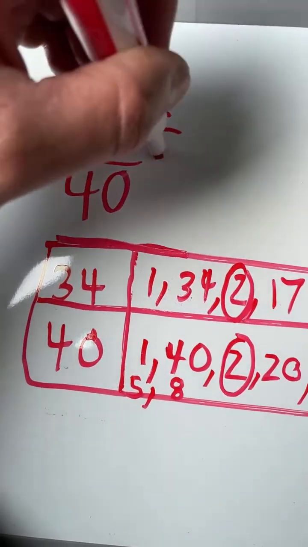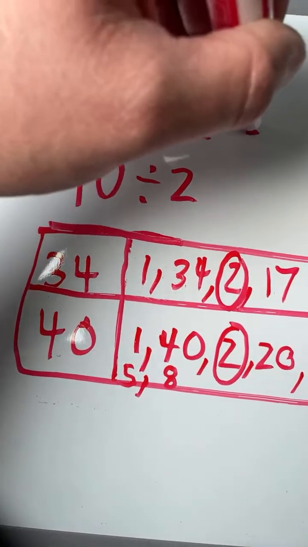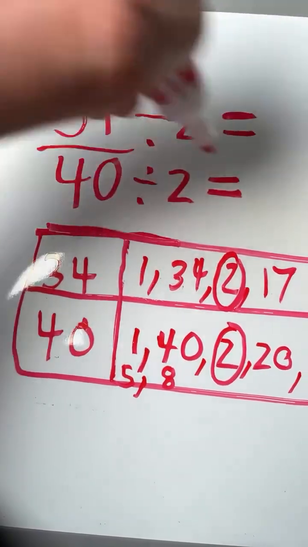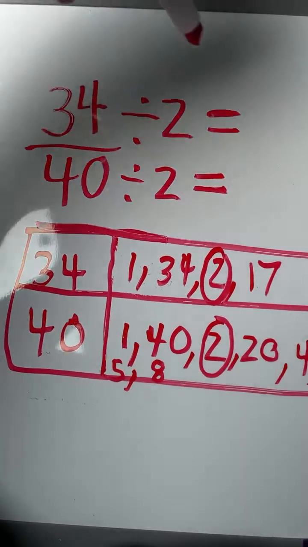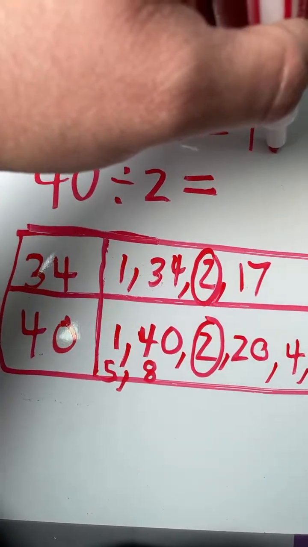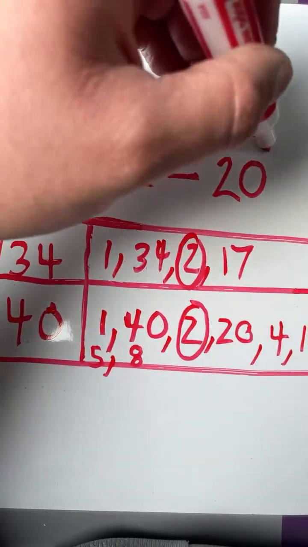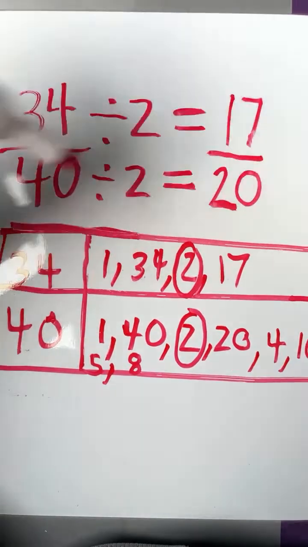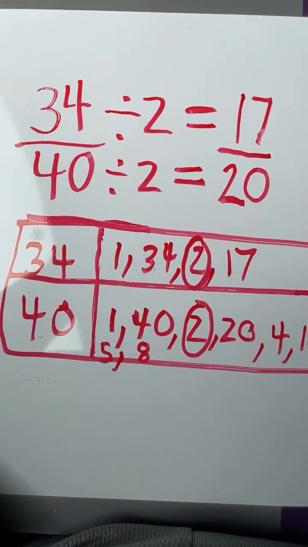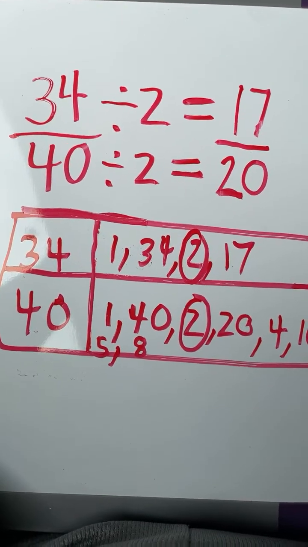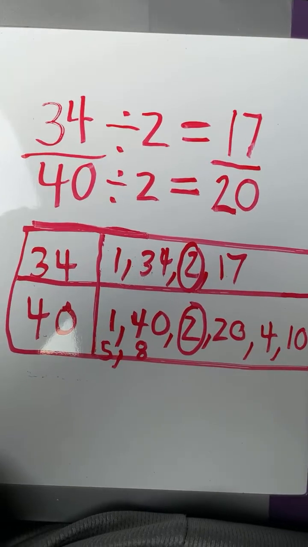So we need to do 34 divided by 2 and 40 divided by 2. So 34 divided by 2 equals 17. 40 divided by 2 equals 20. And we have our final answer. 34/40 reduced to lowest terms equals 17/20.